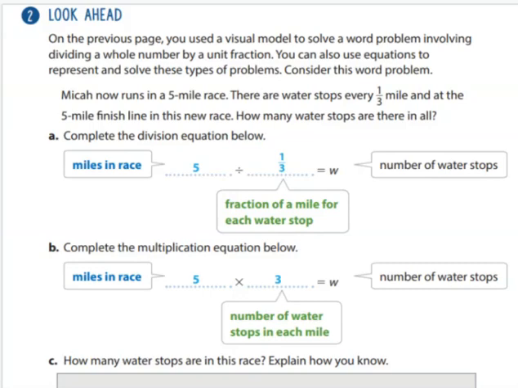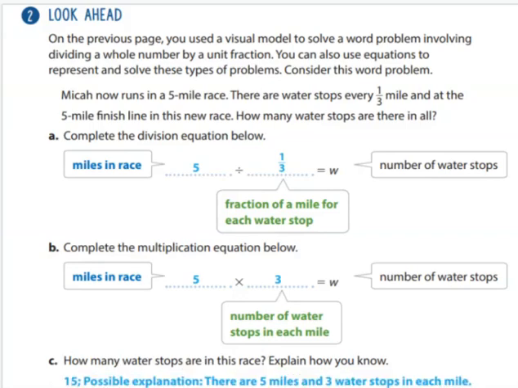So in part C, how many water stops are there in the race? You should have gotten 15. And one example could be for an explanation that there are 5 miles and there's 3 water stops in each mile.